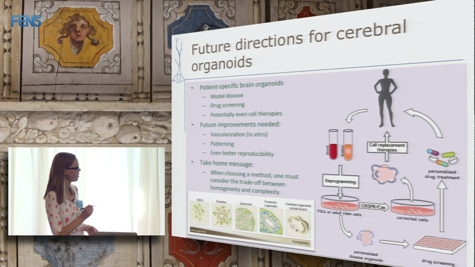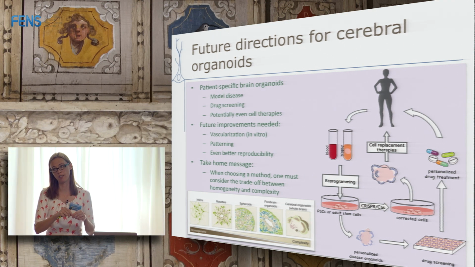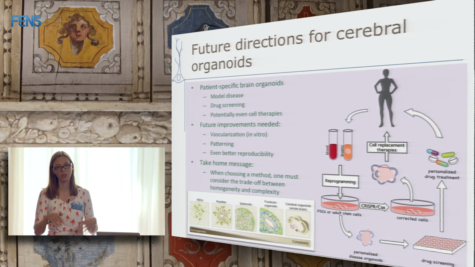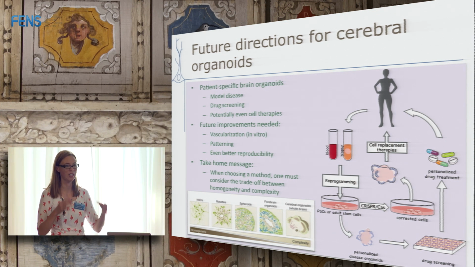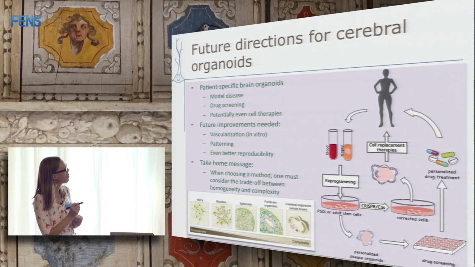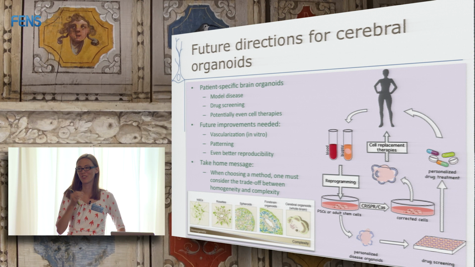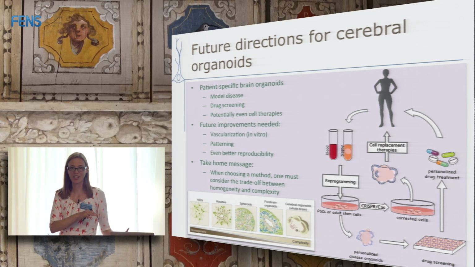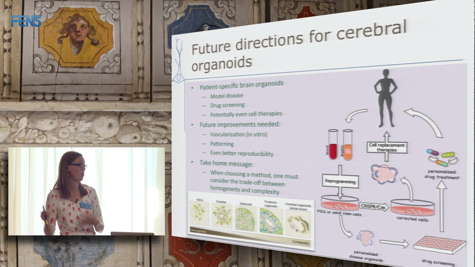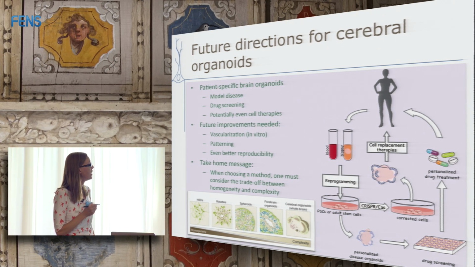But again, I think you just have to think about what your specific question is and which method is right for that question, and not just choose a method because it's sexy or it looks pretty, but actually according to the question. And I'm hoping, we're not working on this, but hopefully somebody will figure out a way to do vascularization. There's been some vascularization with transplantation in vivo, but in vitro would be really cool. Patterning them, giving them axes, things like that would be very nice.